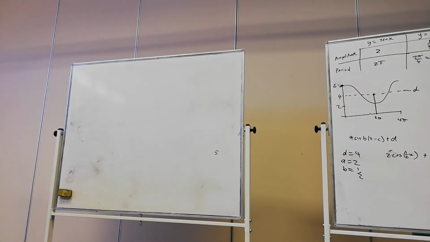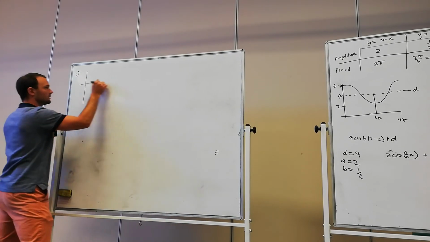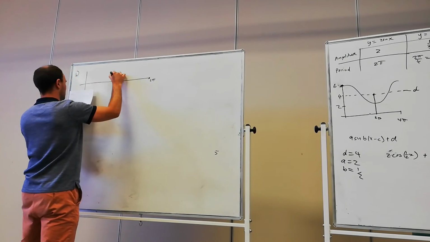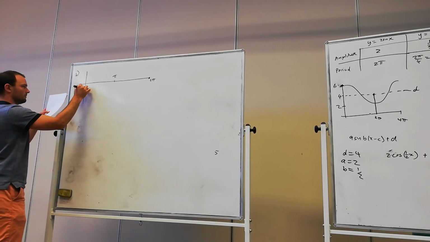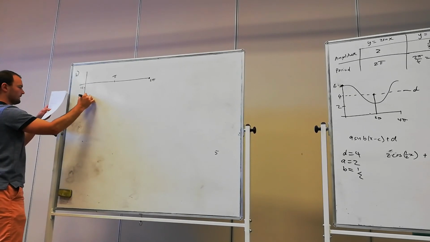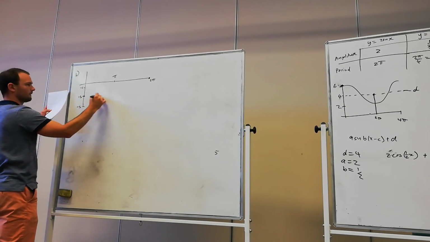Excellent. So it looks like this. Goes to 2 pi. Pi. Starts at minus 3. Goes up to minus 1. Minus 5. And I think that's all the information we have.